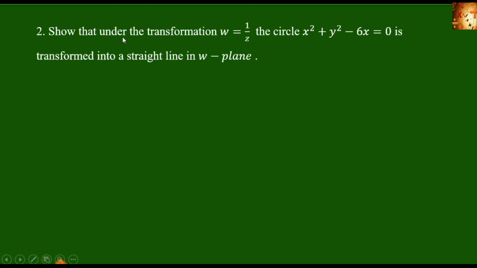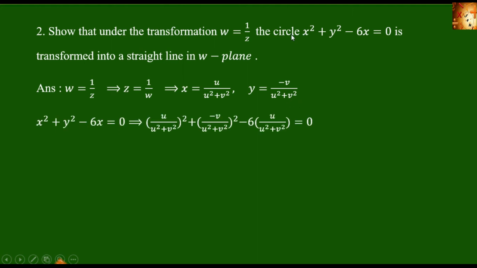Show that under the transformation w equal to 1 by z, the circle x square plus y square minus 6x equal to 0 is transformed into a straight line in the w plane. That is, this circle is mapped onto a straight line in the w plane. First of all, we want to find what x and y are. Here w equal to 1 by z means z equal to 1 by w. We get x equal to u by u square plus v square and y equal to minus v by u square plus v square. Here we want to find the image of the circle.